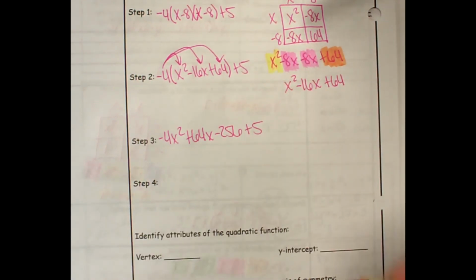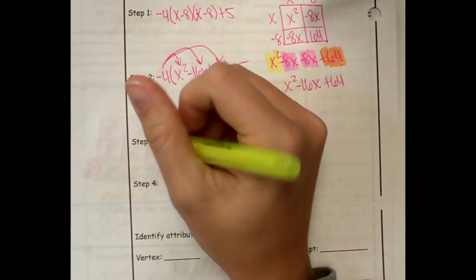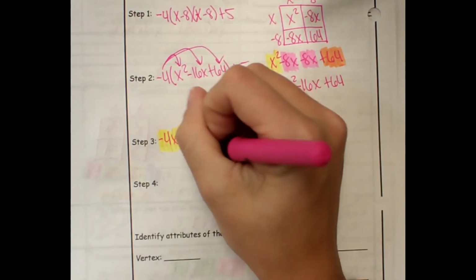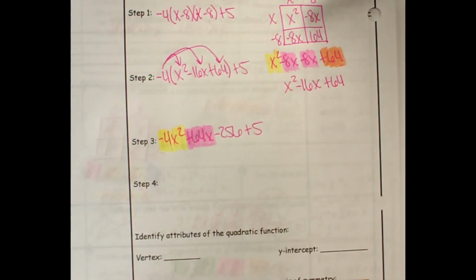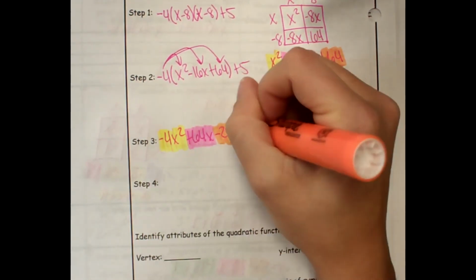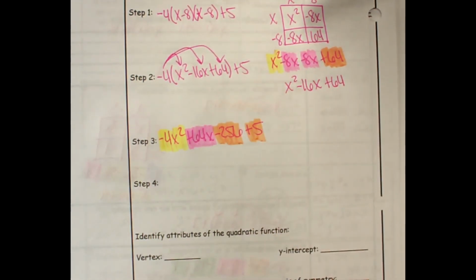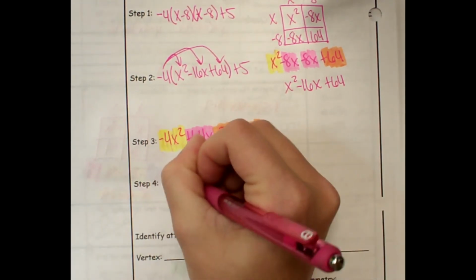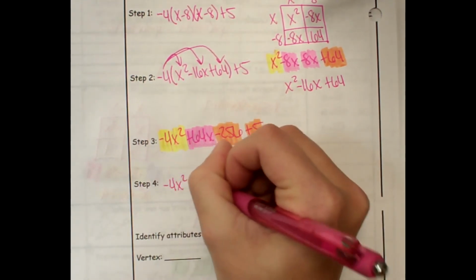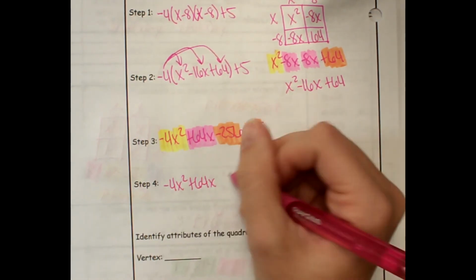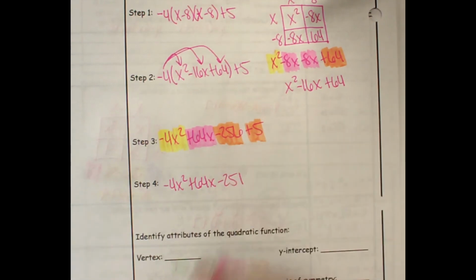From there, once again, you have to combine your like terms. So here's my x squared. Here's my x. And then I have 2 constants this time, so that's what I'll be combining. So I have negative 4x squared plus 64x, and then negative 256 plus 5 is a negative 251.